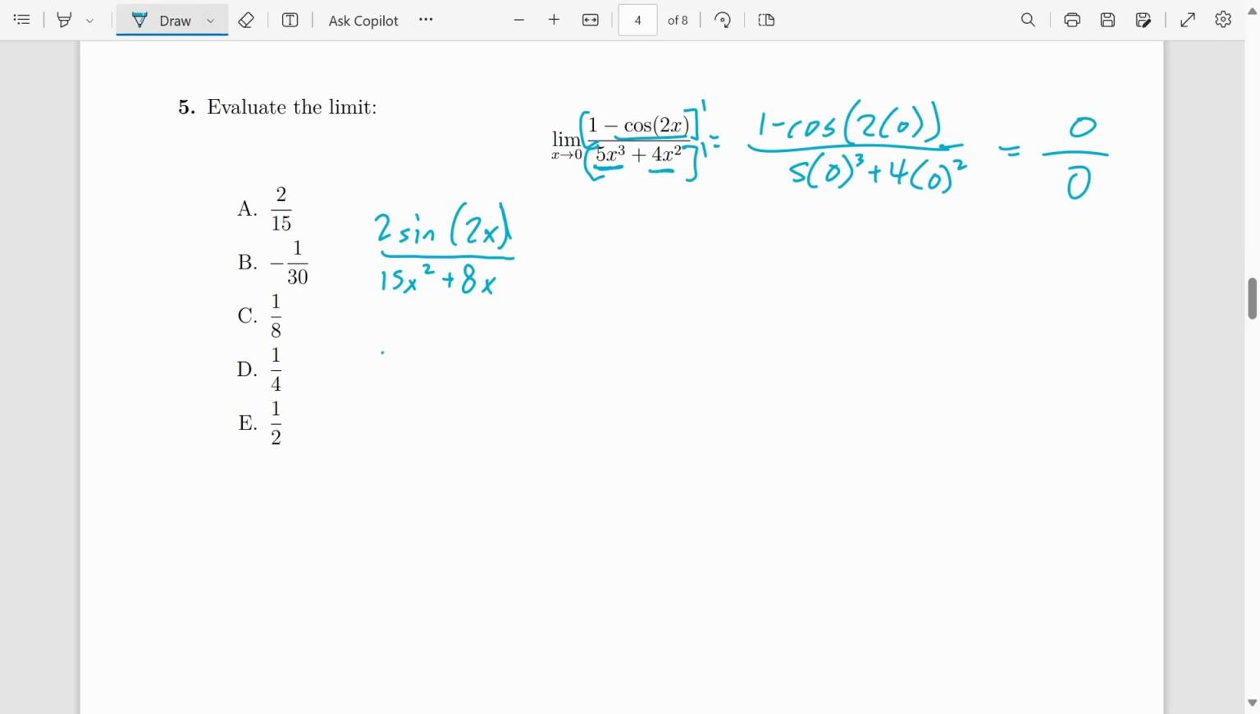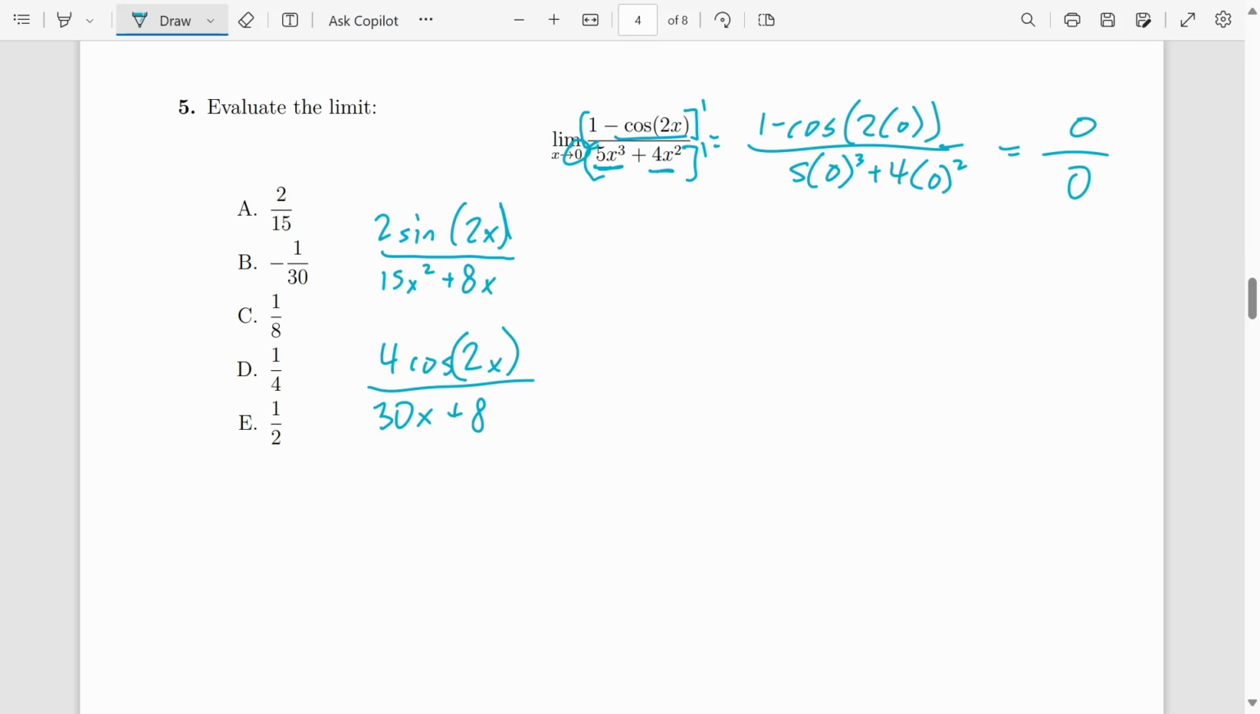So one more time, we'll get 2 times, let's see, the derivative of sine is cosine, so 2 times cosine of 2x. We have to do chain rule, multiplied by the derivative of 2x, that's just 2, so this becomes 4. And on the bottom, the derivative of 15x squared is 30x, and then the derivative of, oh, okay, sorry for the pause, I thought I messed something up earlier. The derivative of 8x is just 8. All right, looks like that's all the derivatives we have to do because now if we go ahead and plug in 0, we'll no longer be dividing by 0. The denominator will just be 8.